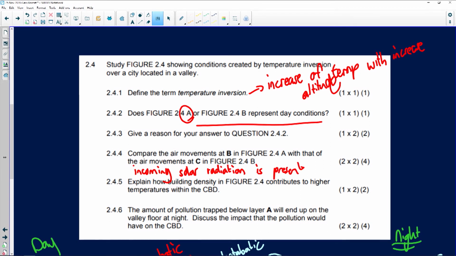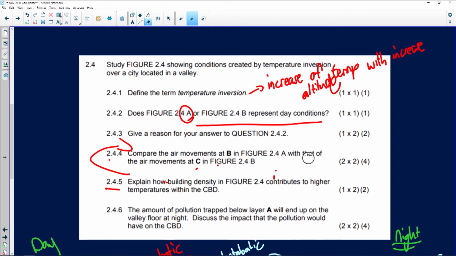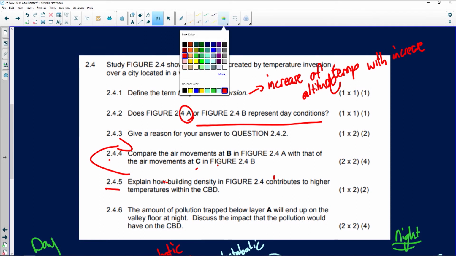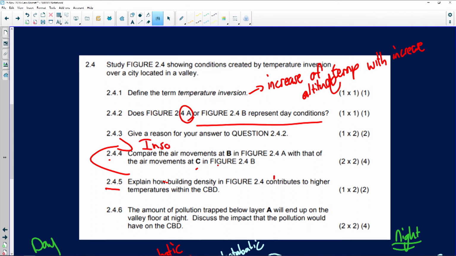Fantastic. Now 2.4.5: explain how building density in figure 2.4 contributes to higher temperatures within the CBD. Sorry, I need to do question 2.4.4 first. I've just answered this, this is the wrong place. Sorry, guys. So incoming solar radiation is the correct answer for 2.4.3. I'm just going to write the insulation.